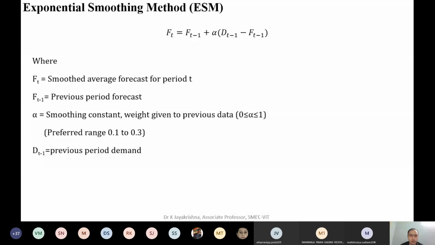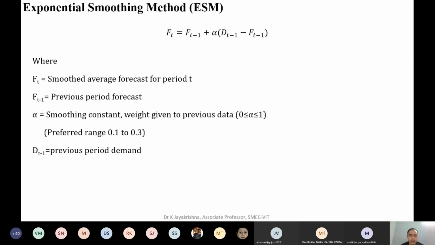We don't want to dig deeper into why it is only 0.1 to 0.3, but it's a general assumption, like in thermodynamics we used to assume a lot of things. So alpha is called a smoothing constant, and its value will be in the range of 0.1 to 0.3 only. Just remember that if in your examination someone gives an alpha value of more than 0.4, then it's wrong. So you can note this point: 0.1 to 0.3 only.